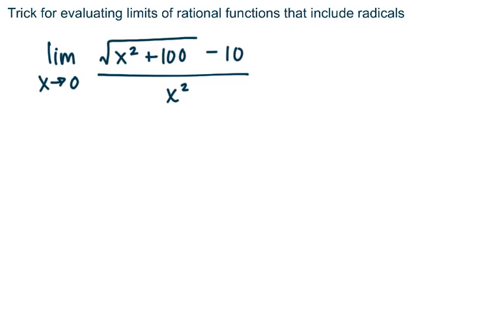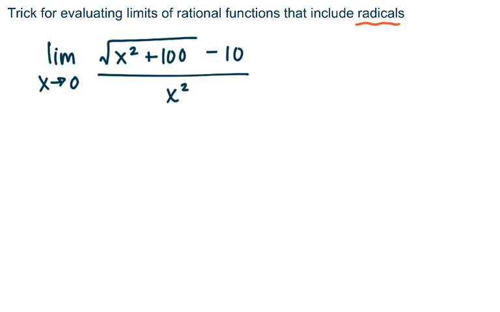So we're still going to look at the limit here of a rational function, but we have a trick when there are radicals involved, right? And when I say radicals, we're talking about these square roots. So the trick that we often use involves a conjugate.